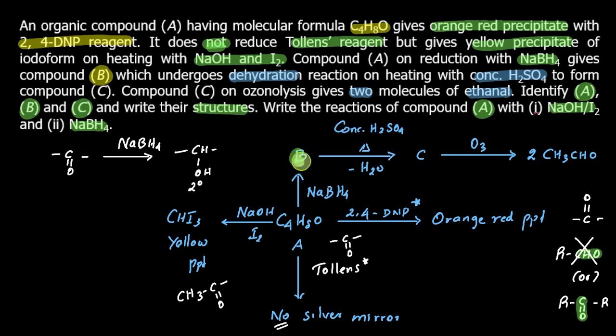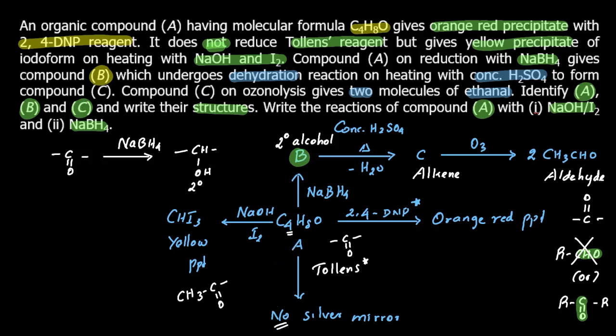Then this B must be a secondary alcohol. When the secondary alcohol is dehydrated, that will give you an alkene. Then the alkene reacts with ozone. It gives two molecules of ethanal. Ethanal means you have an aldehyde in it. Right. So using this hint, we are going to write the formula.